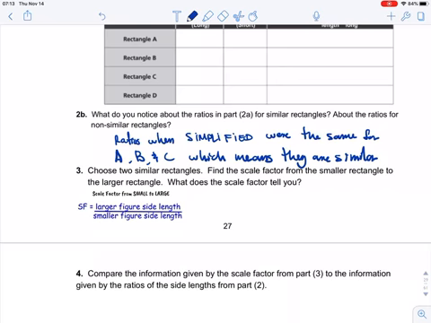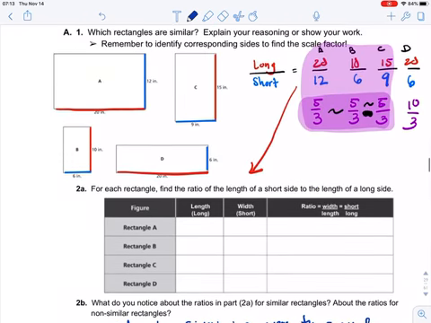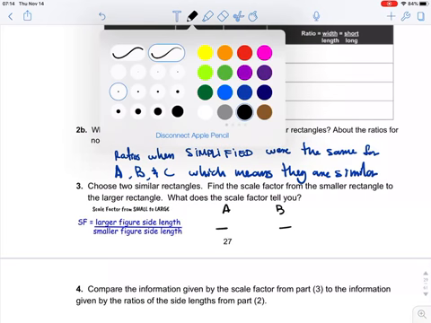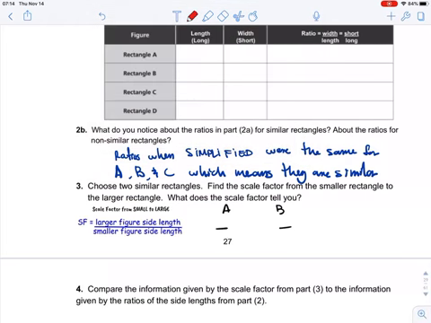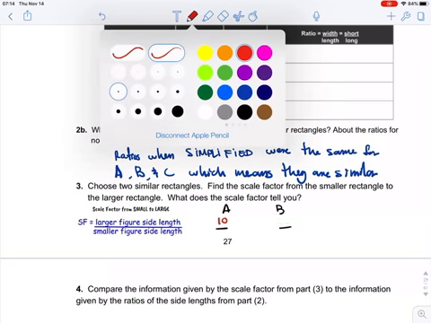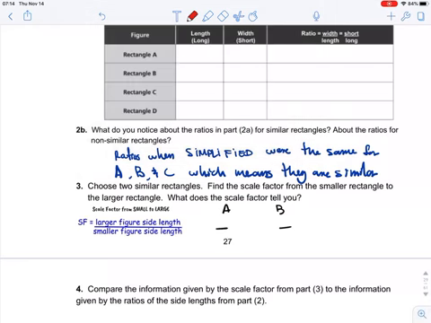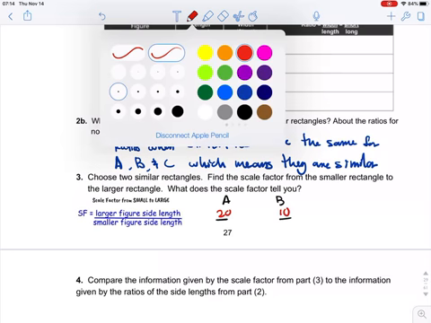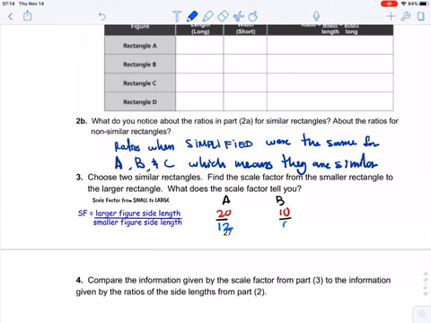It says, what does the scale factor tell you? If we pick 2, I'm just going to pick A and B. So here is shape A, here is shape B, and this one had a long side of 20 and long side of 10, and then we had 12, and we had 6. Our scale factor from one to the next is times 1/2.